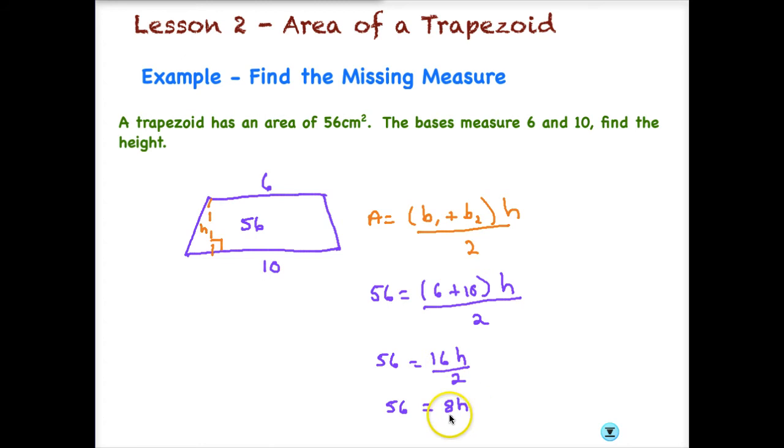And then how do I solve for h? All I have to do is divide by 8. And I get a height of 7. 56 divided by 8 is 7. And we are using centimeters. So now I've found the height.